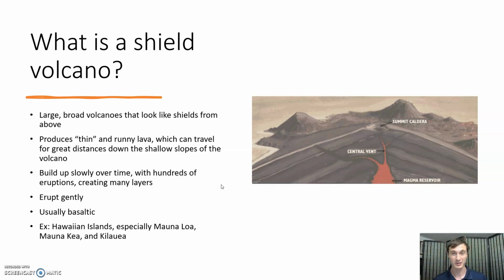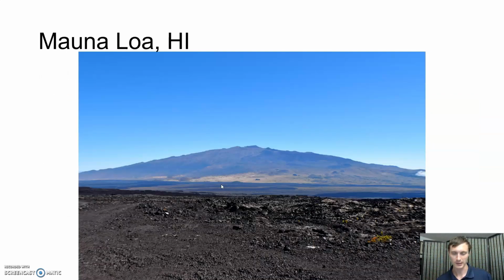These tend to be very, very gentle in terms of how they erupt. That's why people can live on the islands of Hawaii. Usually basaltic lava flow with these. It slowly builds up hundreds of these little layers. So if we look at Mauna Loa in Hawaii, you see this broad dome shape, these layers built up, very, very gentle slopes, low sort of angle here. This is a shield volcano.